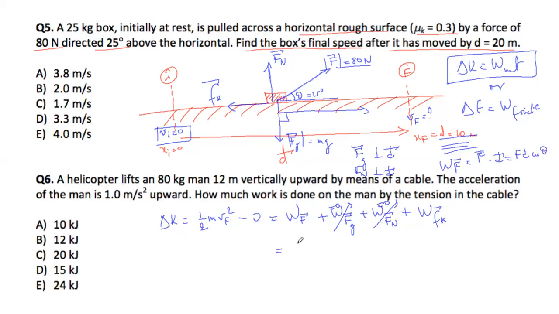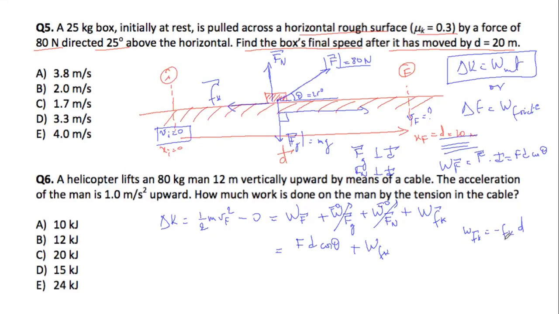So let me write it down here. F, and I know F is 80, D, which is 20, cosine theta, which is cosine 25 degrees. I can calculate that. Great. Plus the work of friction. Now you will tell me what the work of the friction is. Interesting. So the work of the friction is minus Fkd.